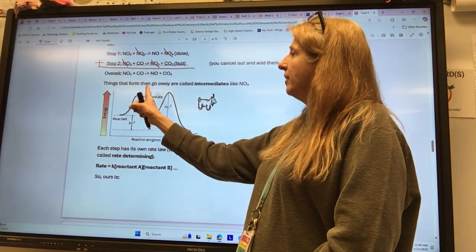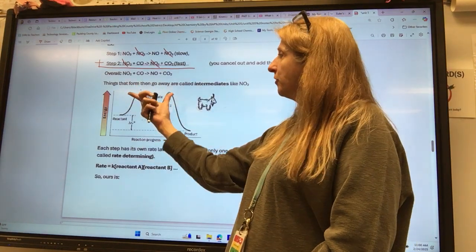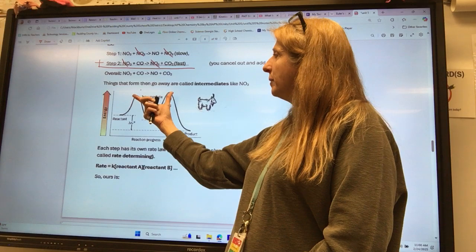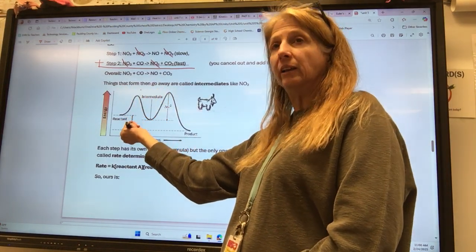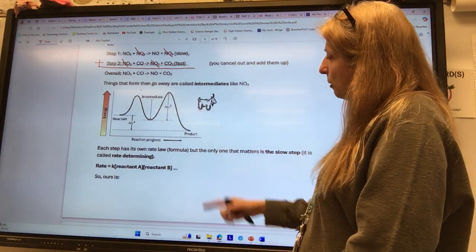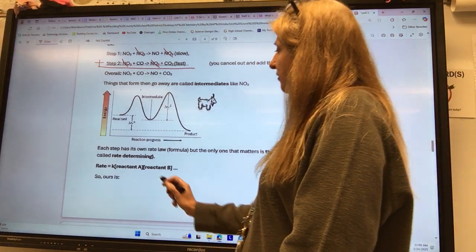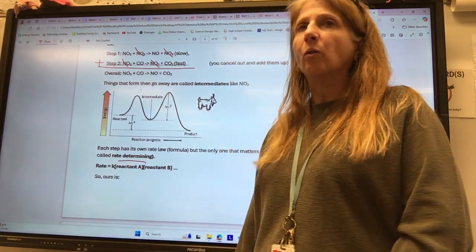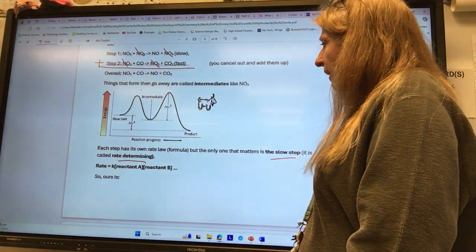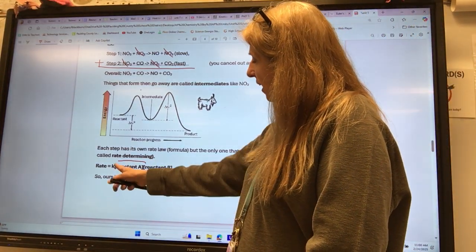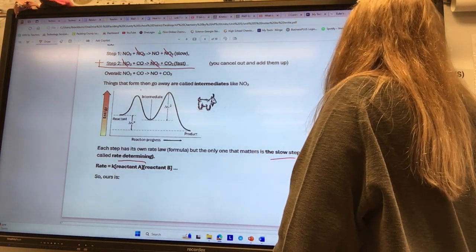It's stable. Now what you have at the top of the hills is not stable. This is where bonds are broken and bonds are formed, and they're not stable. But the little intermediate in between in the valley is stable. Each step has its own rate, and the only one that matters is the slow step, also called rate determining. The only step that matters for the speed is the slow step. It's the one that's going to control. The rate is reaction A times reaction B times however many you got.